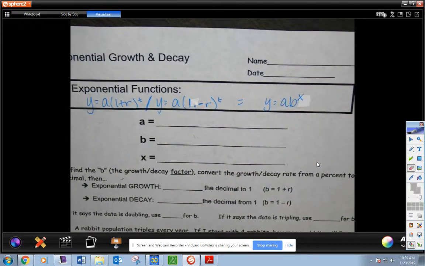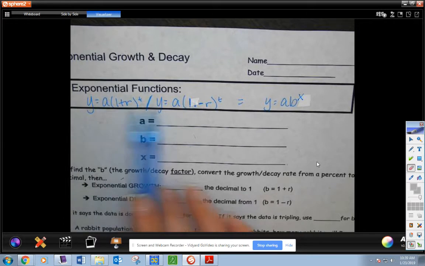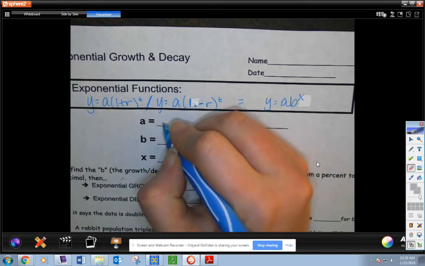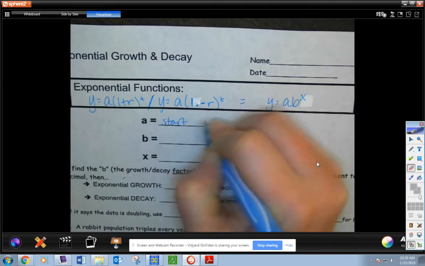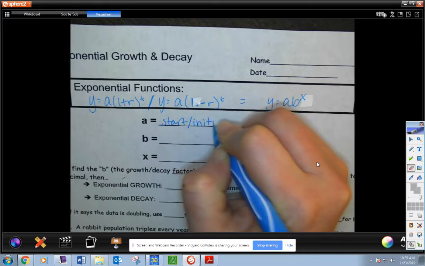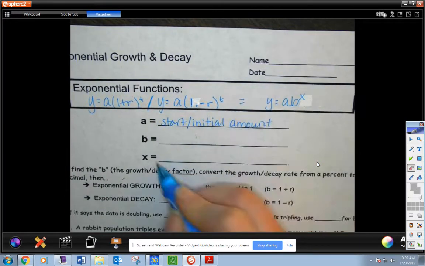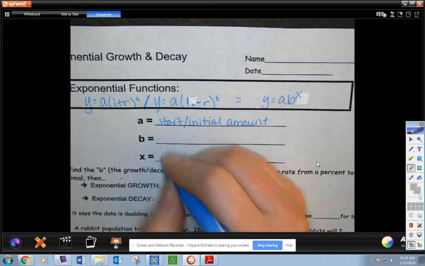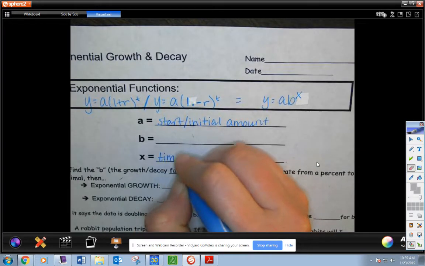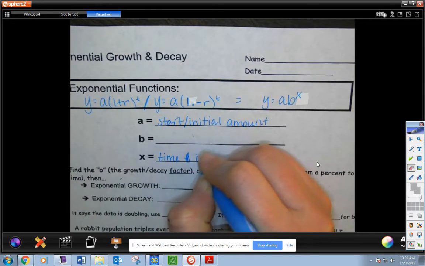So we know from before when we were doing growth and decay that A stands for your start or your initial amount, however you want to write it. We know that x is in the same spot that t is in, and that t stood for time interval.